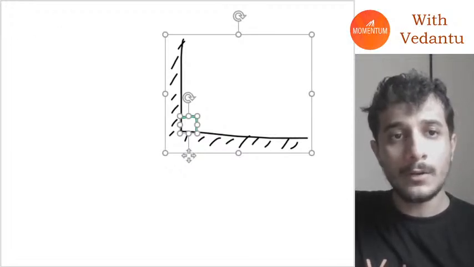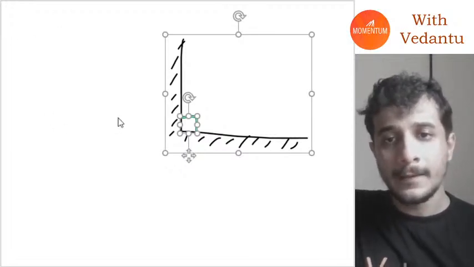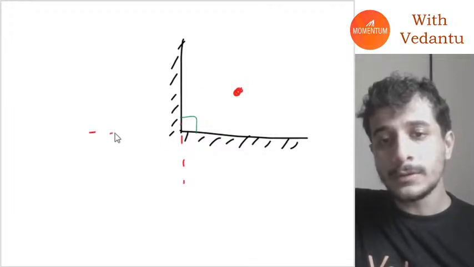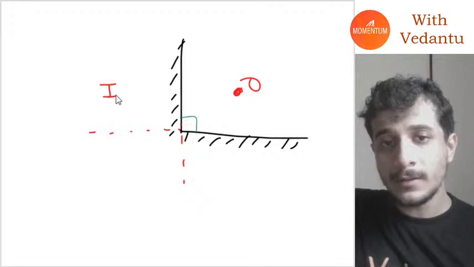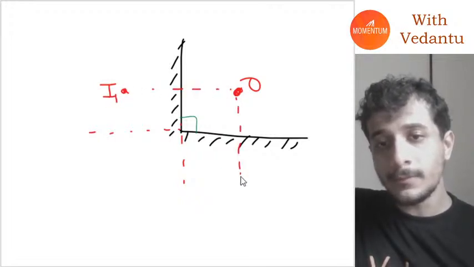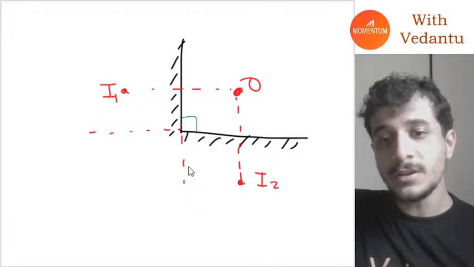If I have one object, then there will be overall three images formed. If this is the object, there will be a reflection in this mirror and there will be one image here. Then if this is the object, there will be a reflection in this mirror, and there will be an image here.